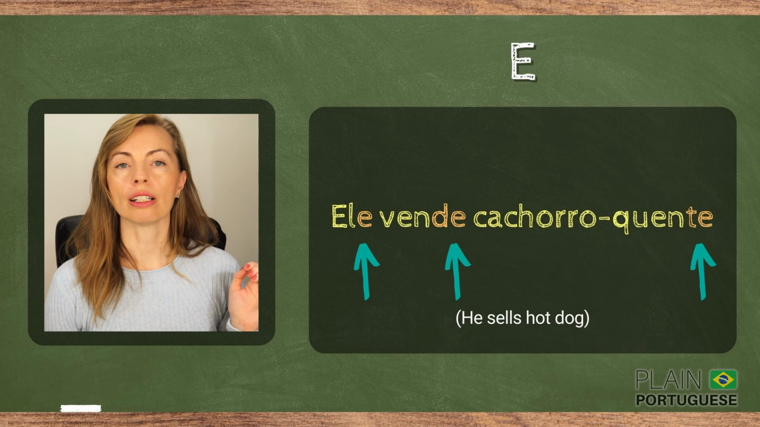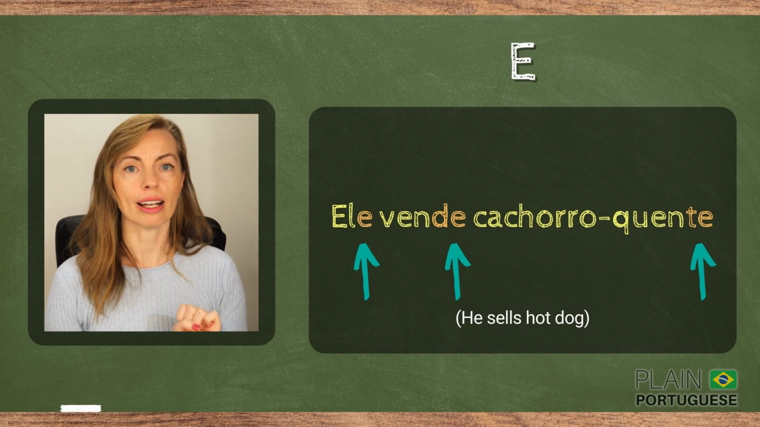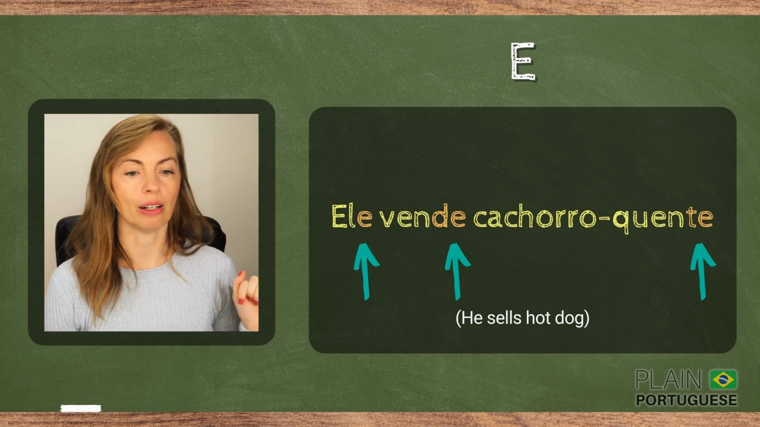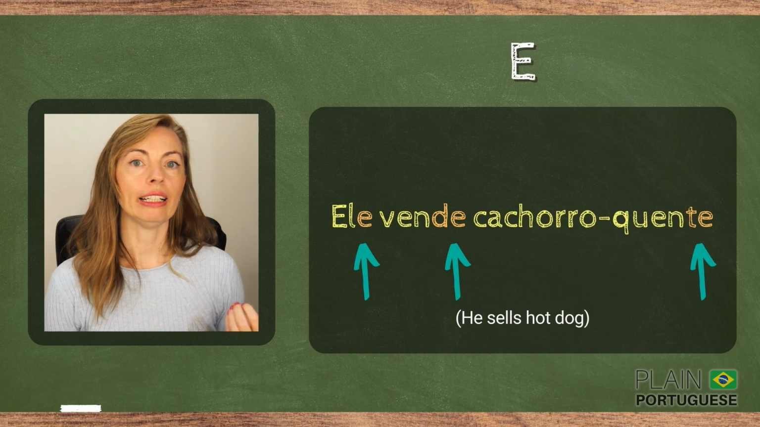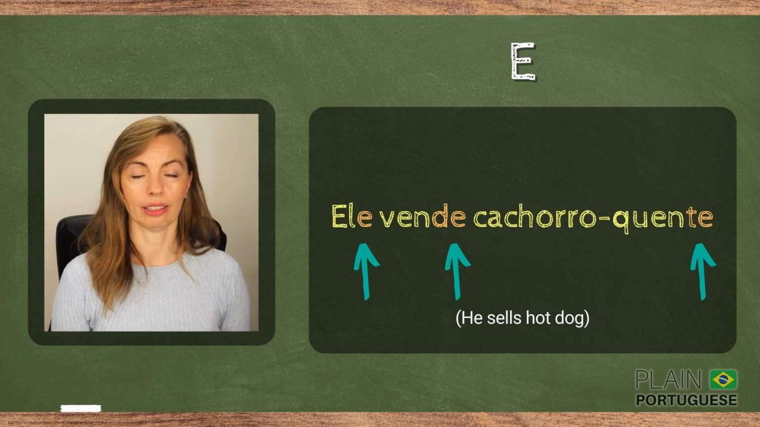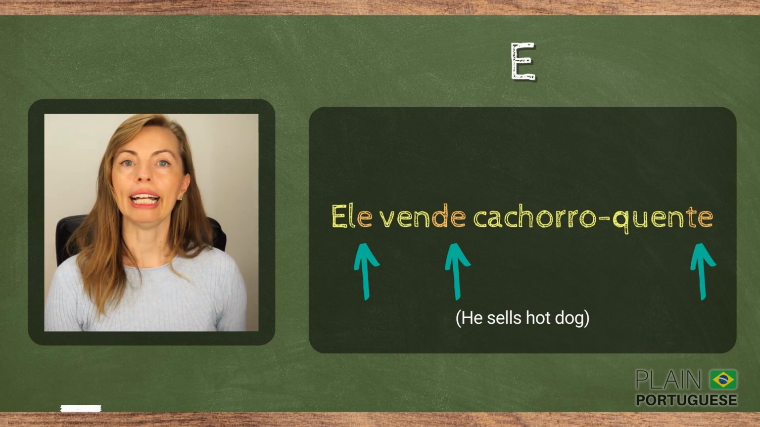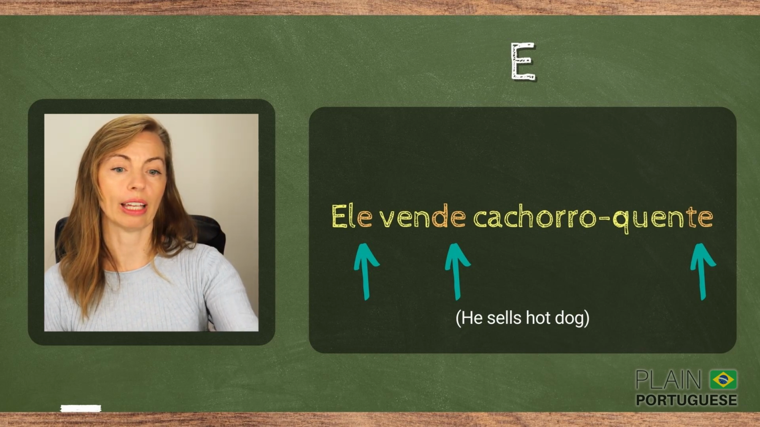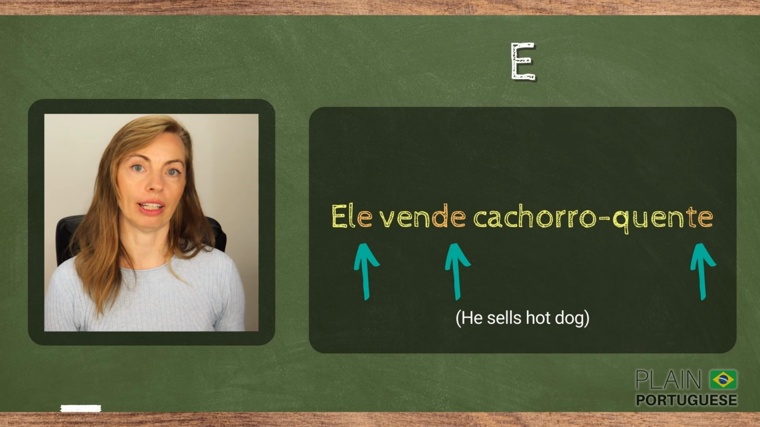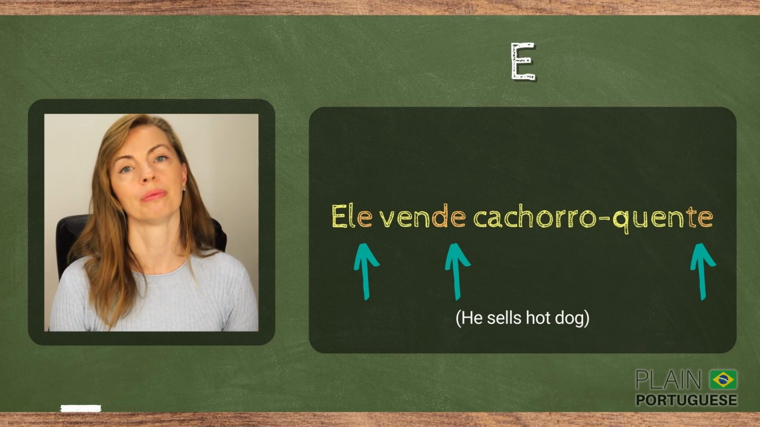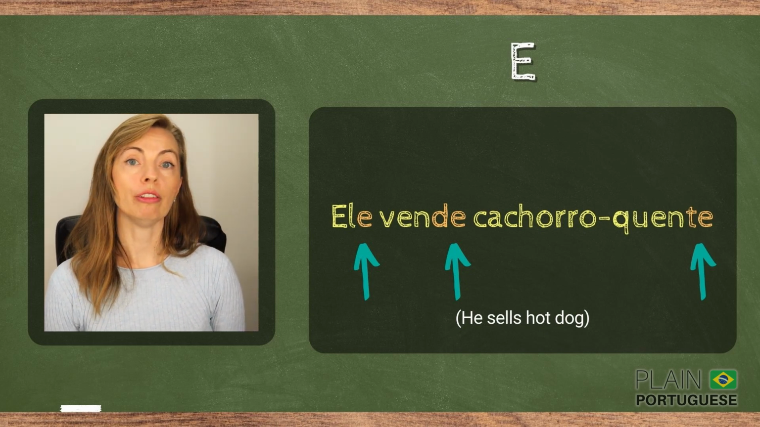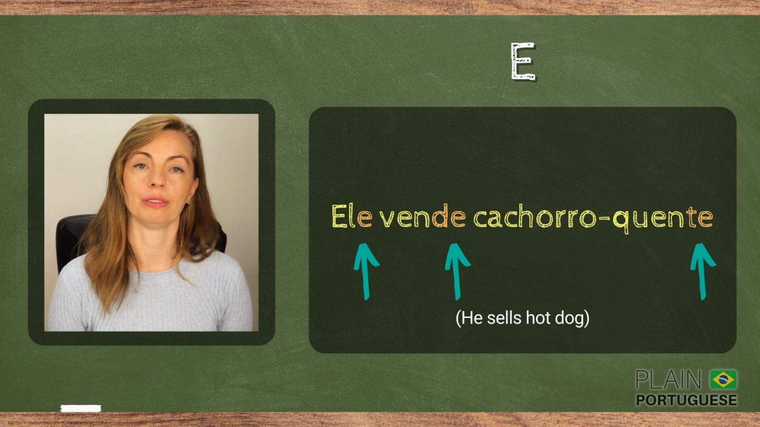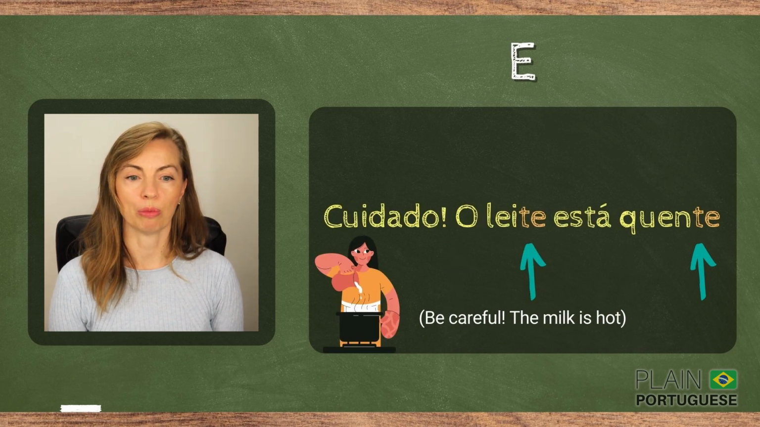So let's take a look at some examples. I'll read first making the E sound and then the I sound. Ele vende cachorro-quente. Ele vende cachorro-quente. So again, ele vende cachorro-quente.